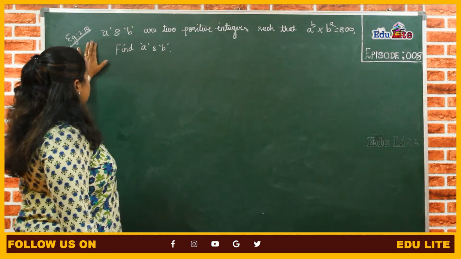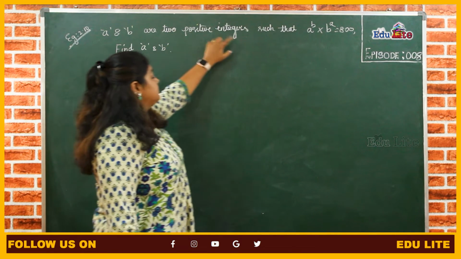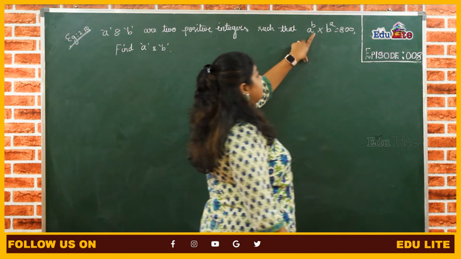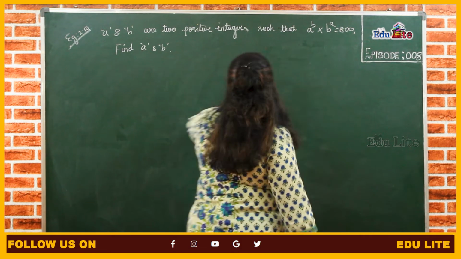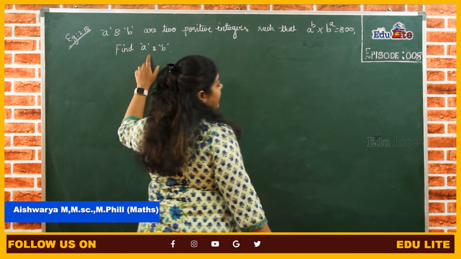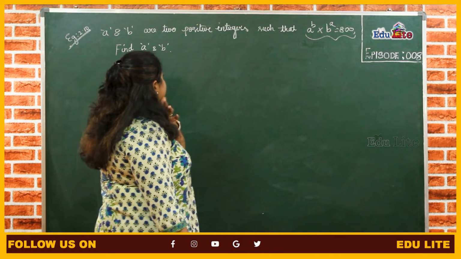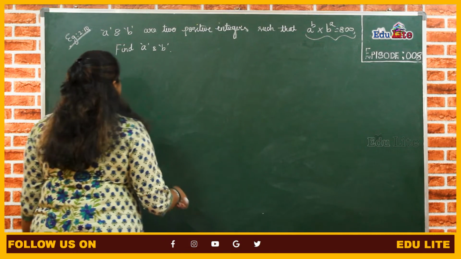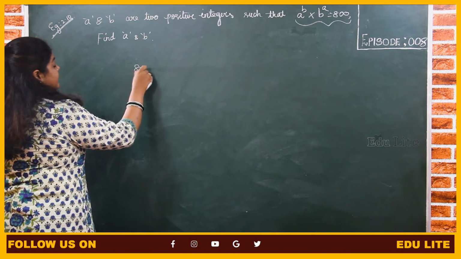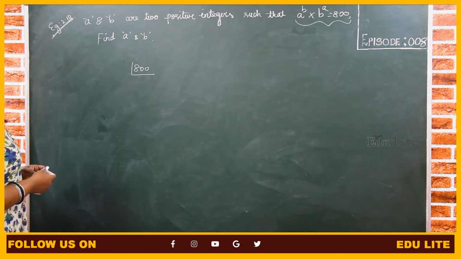Example 2.10, we have to find the values a and b, where these a and b are positive integers such that they have given the format as a power b into b power a, which equals 800. We have to find the values of a and b. So this is the format we use to find the values of a and b. What shall we do is, we'll take the value 800, we'll factorize it, then we'll see what to do. Okay, I'm taking 800, I'm factorizing it. So we have to choose only the prime numbers to factorize.